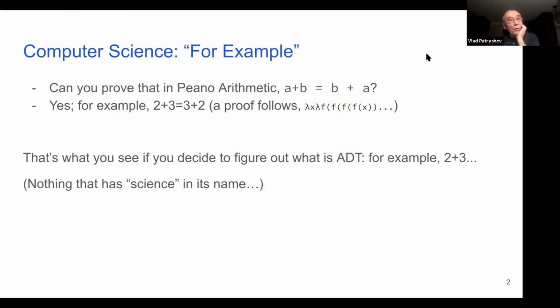But first, in computer science there's a lot of arguing. For example, I was teaching at Santa Clara University for 8 years. When the computer science students come over, I ask them, can you prove in Peano arithmetic the commutativity of addition? Yes, for example, 2 plus 3 is 3 plus 2, and here's a proof. Then I was patiently training them not to use proof by example. You can have a counterexample.